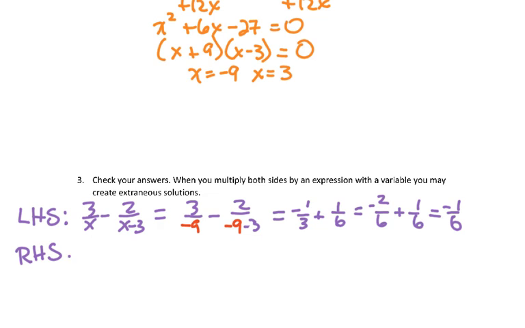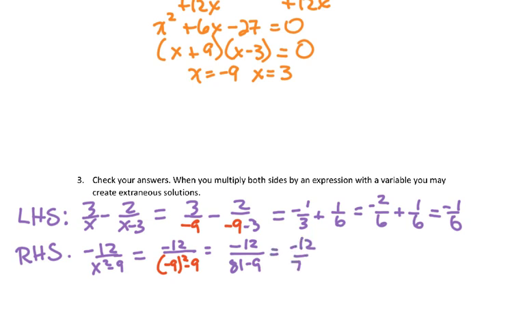Now let's look at the right-hand side. I have negative 12 divided by, right, we're plugging that negative 9 in, being squared, minus 9. That's going to equal negative 12 over 81 minus 9, which will equal negative 12 over 72. And surprise, surprise, that's a negative 1/6. These are equal, so negative 9 is valid and it works.